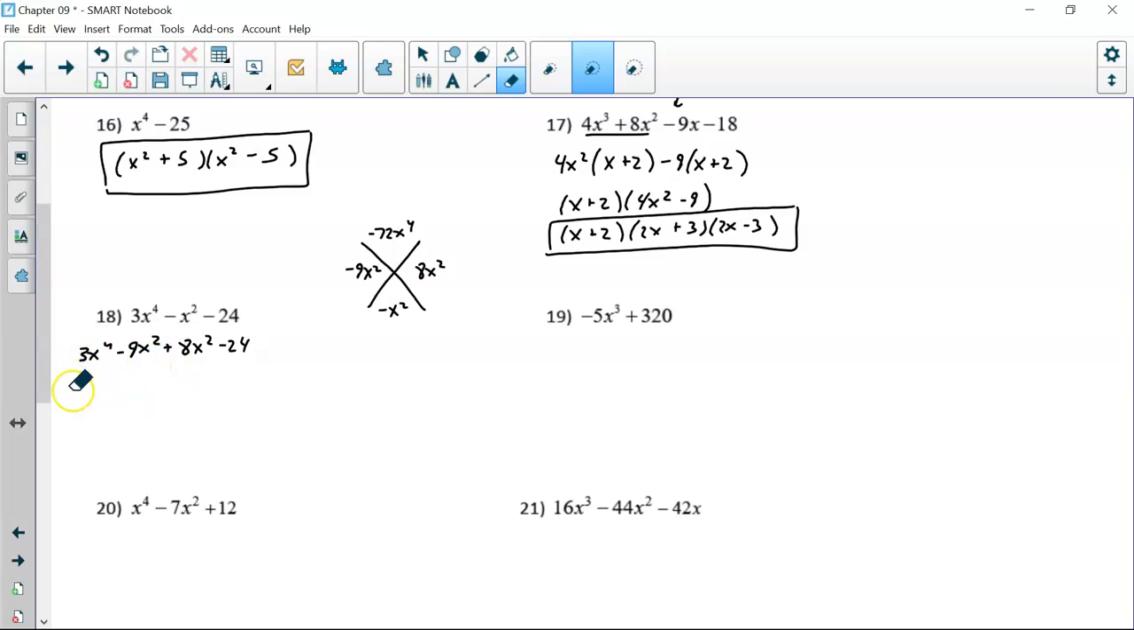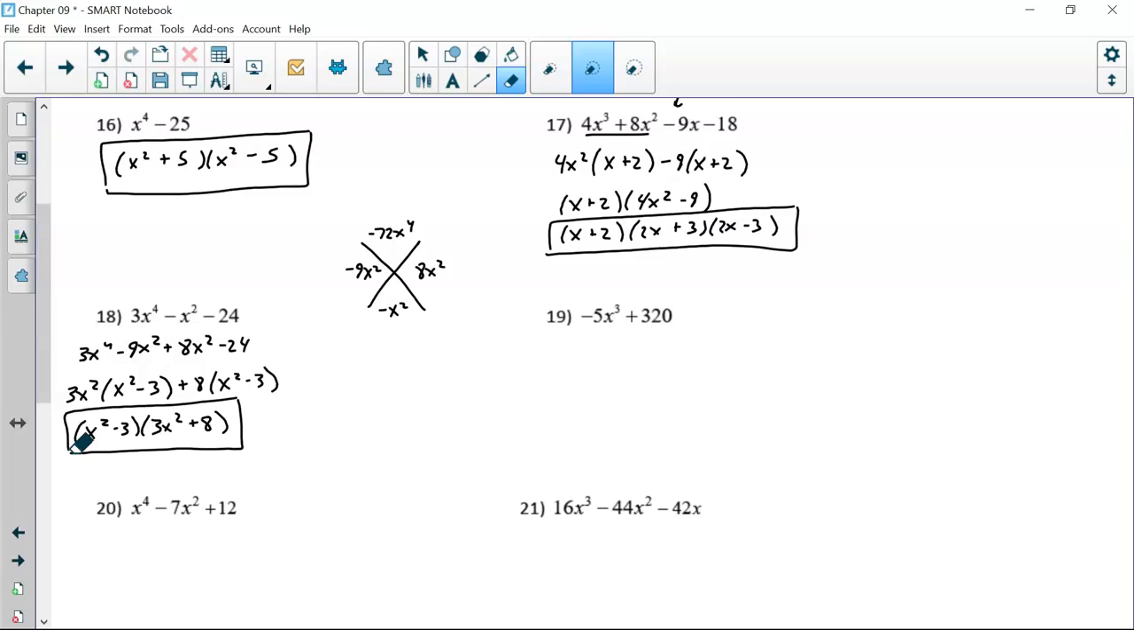Factor by grouping, the greatest common factor is 3x squared, and that leaves us x squared minus 3. Last 2 terms, we have a positive 8, and that leaves us x squared minus 3. So now, x squared minus 3 is a common factor, and then we're left with 3x squared plus 8. Those can't be factored any further. There we go. That's a polynomial in quadratic form.